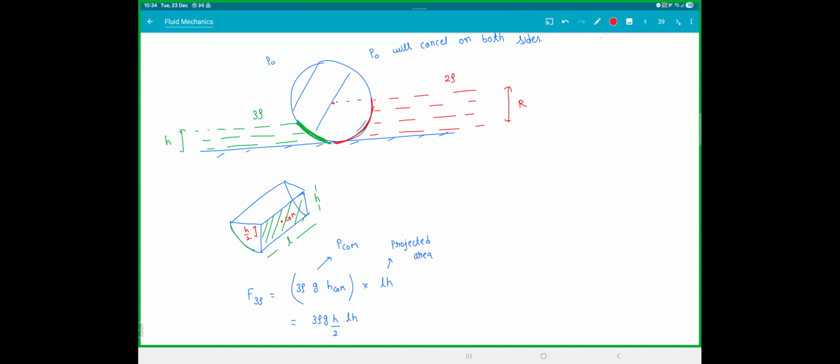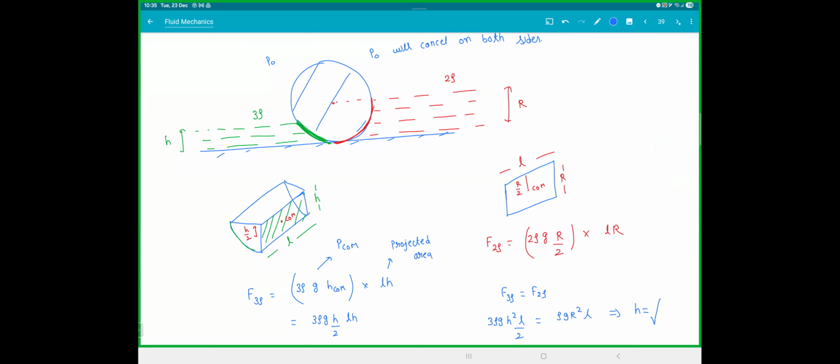And what about this thing? When you make a rectangle for this, this will be R, this will be L, this will be the center of mass, and this will be height r/2. So the force due to the 2ρ liquid, same story: density 2ρ, g, height of the center of mass r/2, into the projected area, which is L into R. So force due to 3ρ must be equal to force due to 2ρ. 3ρ g h² L/2 must be ρ g R² L. ρ g will cancel, L will cancel. We end up with H equal to root over 2/3 R.